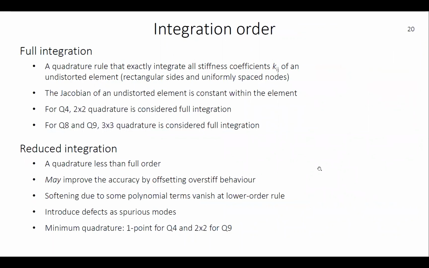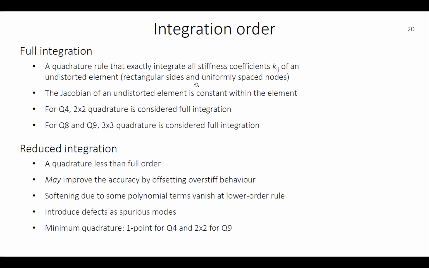I'll come back to some applications of these elements. But first, something about the integration order. So we talk about full integration and reduced integration, and these are important aspects of the elements. The full integration is a quadrature rule that exactly integrates all the stiffness coefficients of an undistorted element. So if you have a rectangular element, due to the principle of the Gauss quadrature, you will have the exact same result as if you solve the integral exactly.